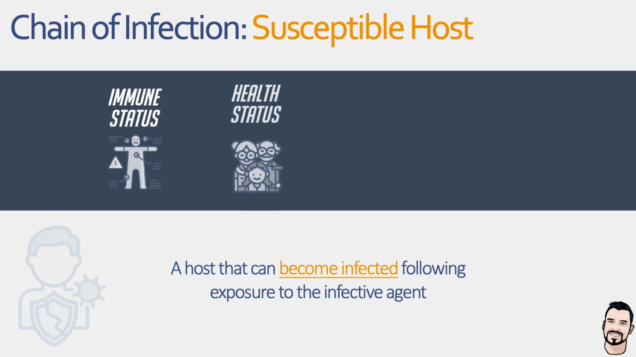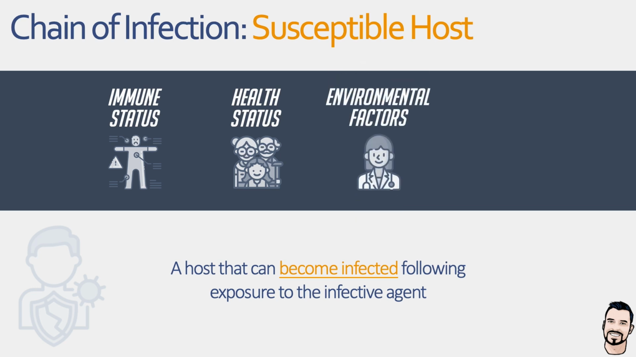Now, the overall health status also plays a major role. Factors such as underlying health conditions, so things like diabetes, chronic lung disease, cardiovascular disease, or renal disease, can increase susceptibility by impairing normal immune responses or physical barriers.